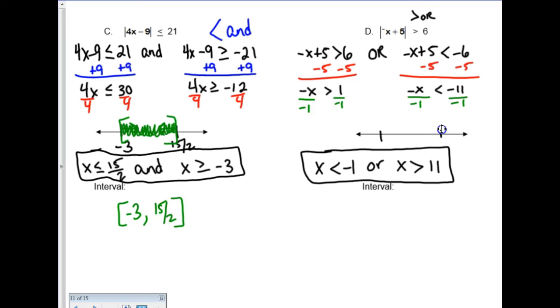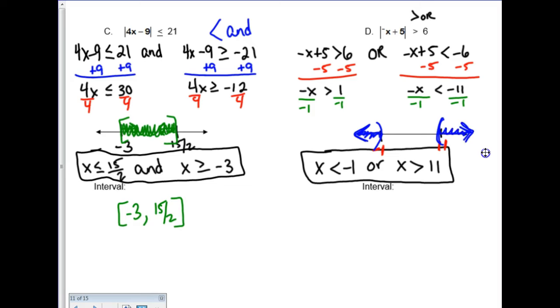Which endpoint comes first? Negative 1. There's negative 1. There's 11. And I'm graphing everything less than negative 1, so that'd be this way, or anything greater than 11, that'd be that way. And this was an or problem, so sort of like oars on a boat, kicking out. And parentheses. All right, feeling good.